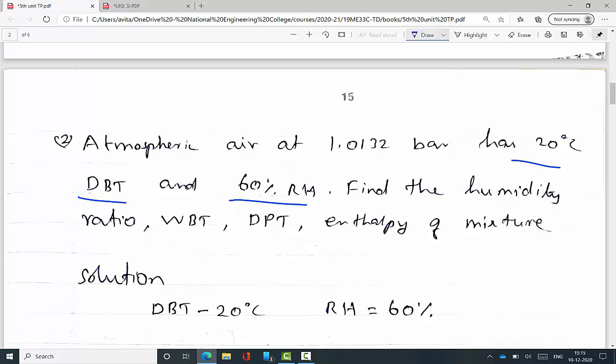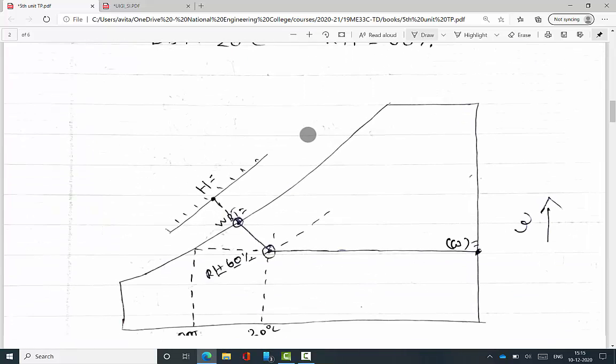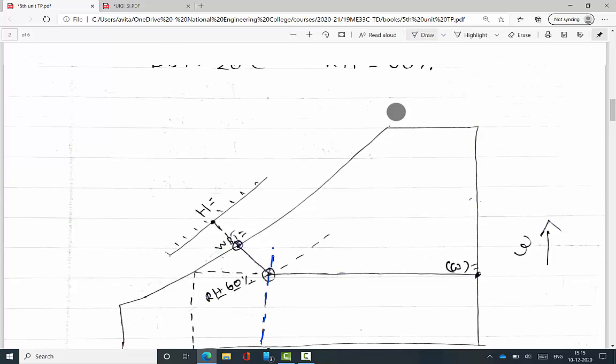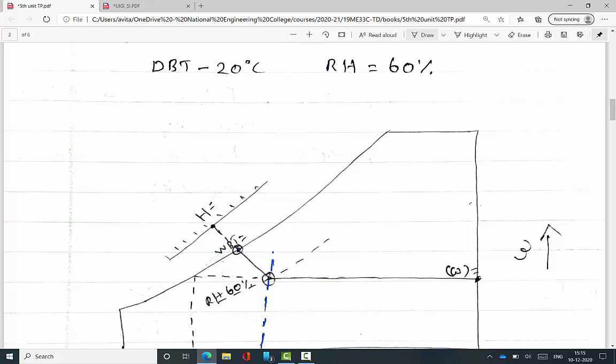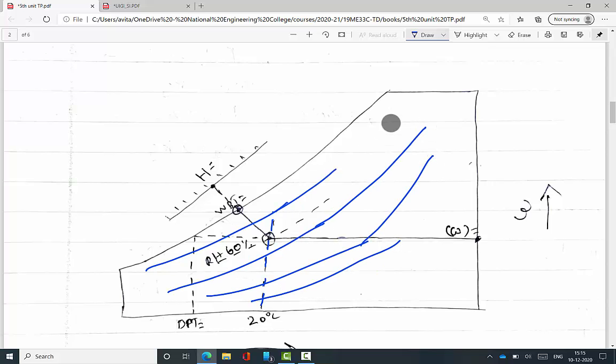First we locate the point in the psychrometric chart. First, from 20 degrees Celsius I draw a vertical line. Then the next data is 60% relative humidity. Likewise, the relative humidity lines are there, 40%, 50%. Therefore, at 60% I draw an imaginary line. That vertical line and the curve intersect at one point. That point is our location.